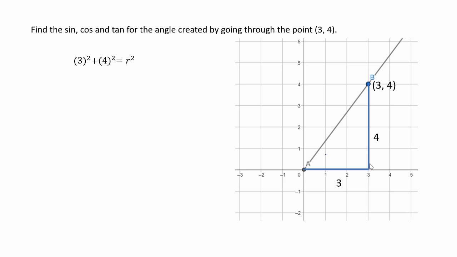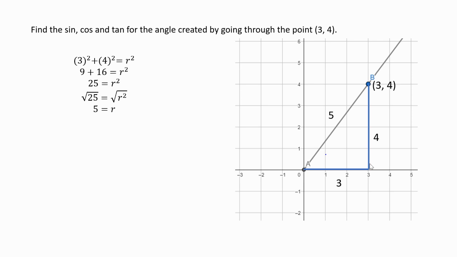So 3 squared plus 4 squared, right? Square those out and I get 25. Take the square root of both sides, and r equals 5. So that's the radius, or the hypotenuse, of the triangle that I just drew. Okay. So here is where you need to write down the additional definition.